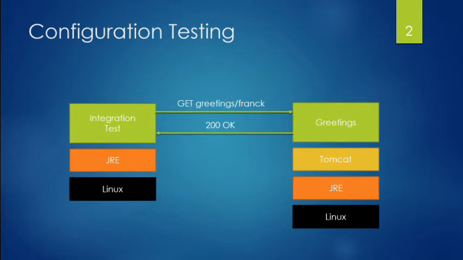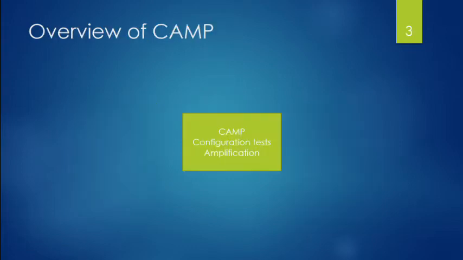We could also be using different configurations, for instance for the Java runtime, changing the garbage collection options. I mean, there are many different settings we could use to change the environment of our greeting service. And the idea of configuration testing is to try to test as many as possible of those settings. So to do that, we've developed the CAMP tool.